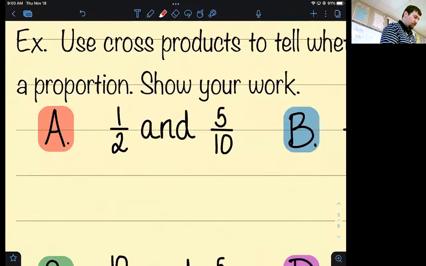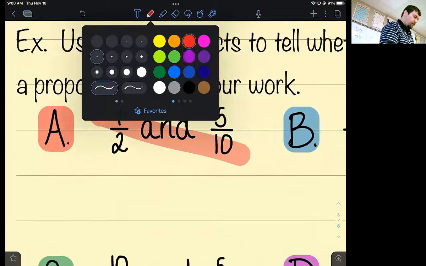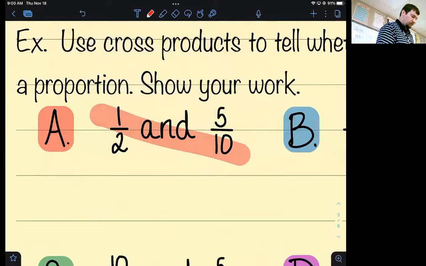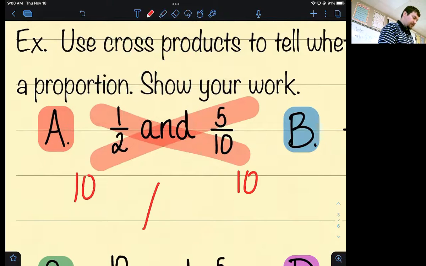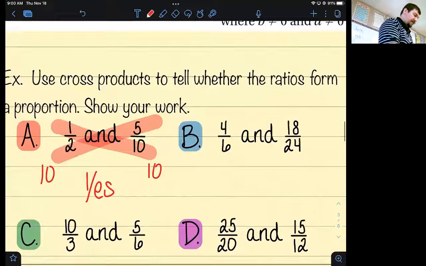Example A. What's 1 times 10? 10. Why did that take so long? What's 5 times 2? 10. Are they proportional? Yes. So what I've just done, which is put 10, 10, yes, that's my work.